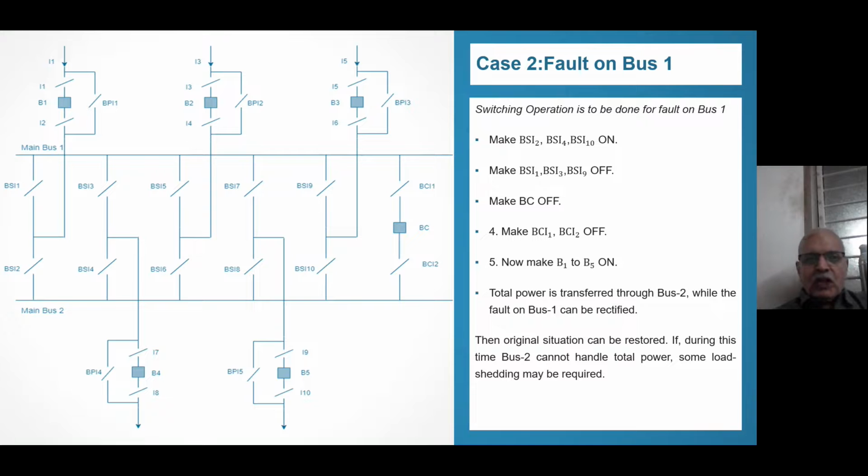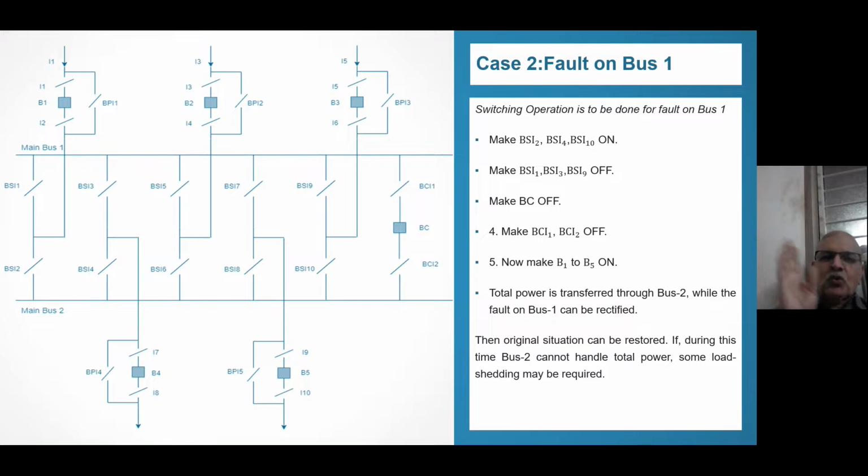But when fault occurs on bus 1, what happens? When fault occurs, all the 5 breakers will trip. Once all 5 breakers trip, what you have to do? You make BSI 2 on. The same sequence which we do in maintenance of bus: BSI 2 on, BSI 4, BSI 10 on, other things off, BC off, make BCI 1 and BCI 2 off, and now make B1 to B5 on, because on fault they become off automatically by the bus protection scheme. Make it on, but bus 1 is evacuated. Clear the fault, repair bus 1, and then make the thing normal. You see, that is possible.